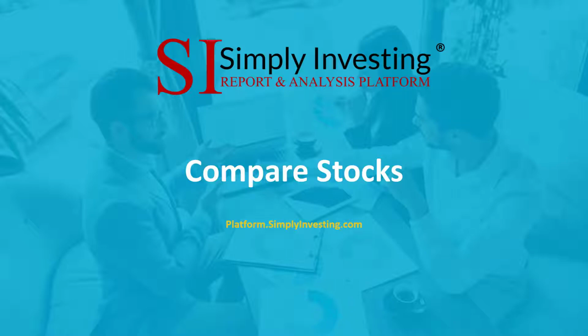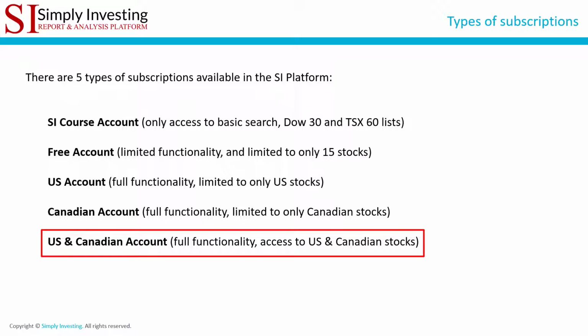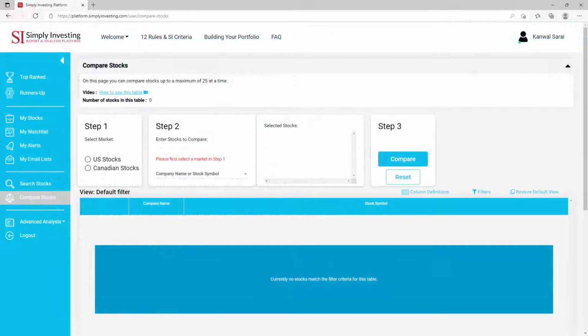This video will describe the Compare Stocks page. In the Simply Investing platform, there are 5 types of subscriptions available to you. This video will use the US and Canadian account to demonstrate the Compare Stocks page. On this page, you can compare stocks side by side.